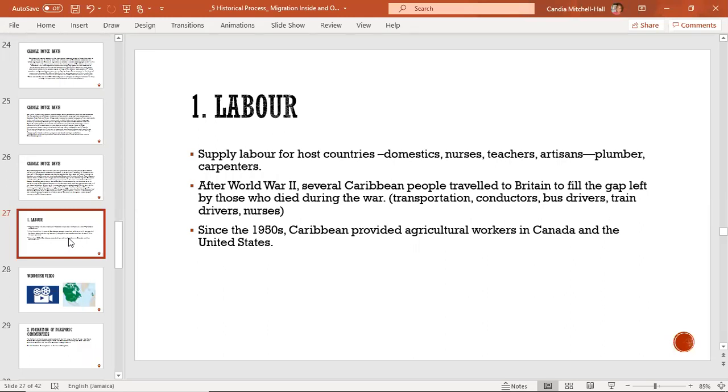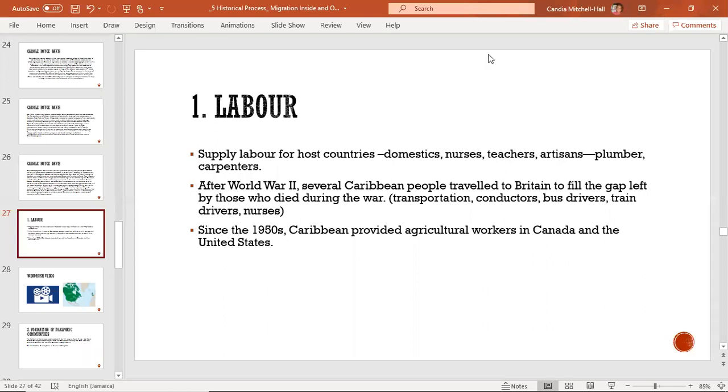In addition, ladies, from the 1950s, the Caribbean has provided agricultural workers in Canada and the US. We have always been sending workers from here to work on apple fields, or to work on pear farms, or to work on some large agricultural field. We have provided thousands and thousands of people to work in these areas. And so the one thing for sure that we know is that Caribbean people have contributed to these societies when it comes to labor.